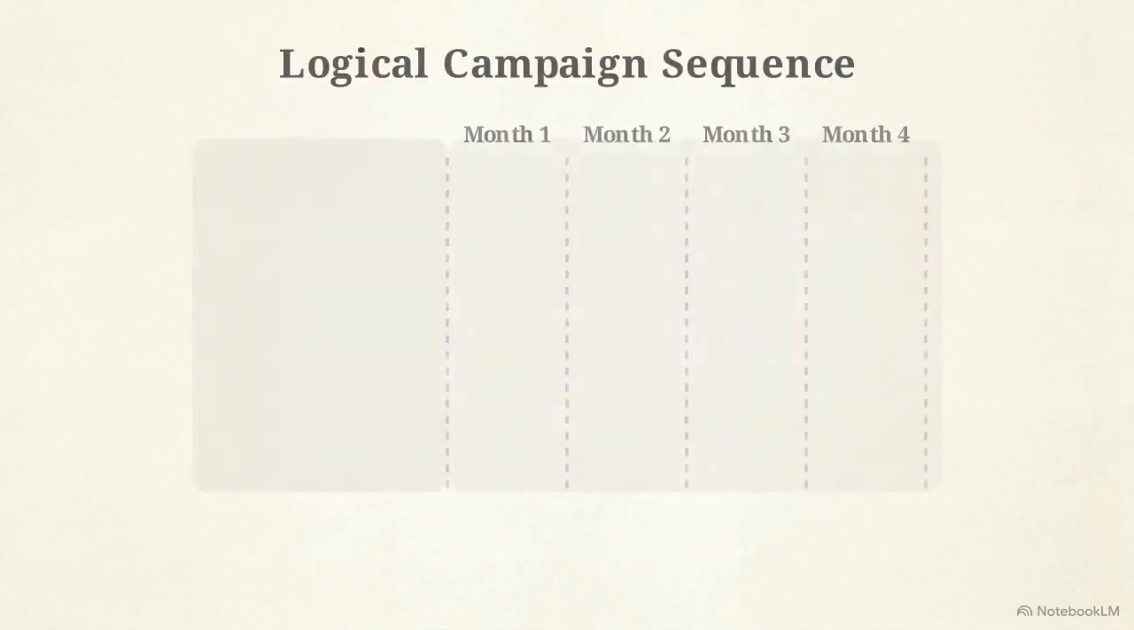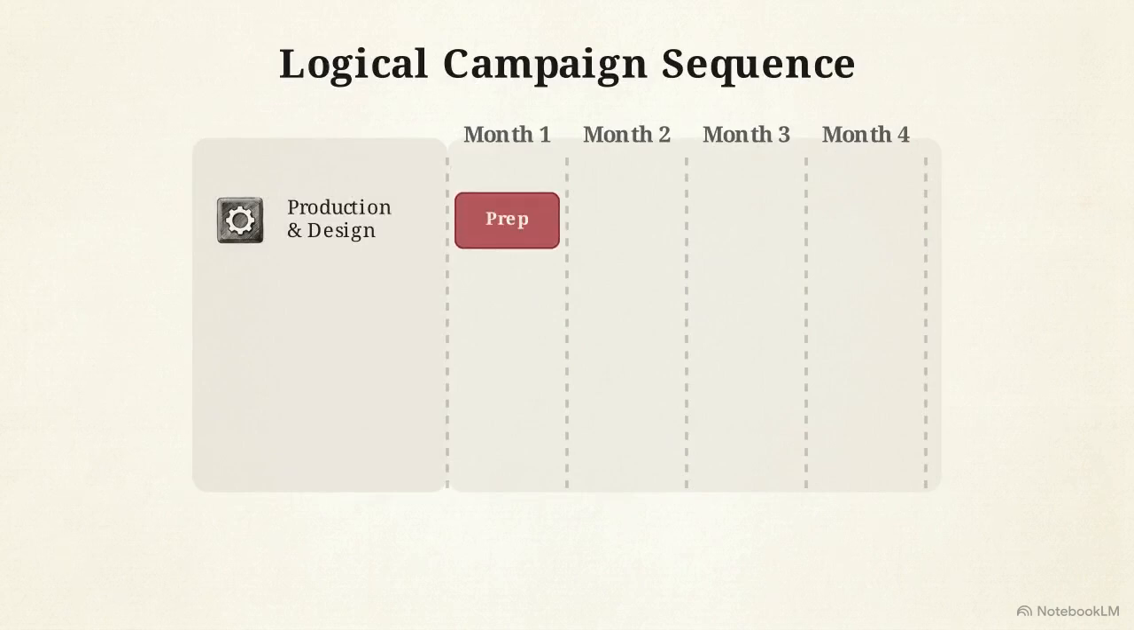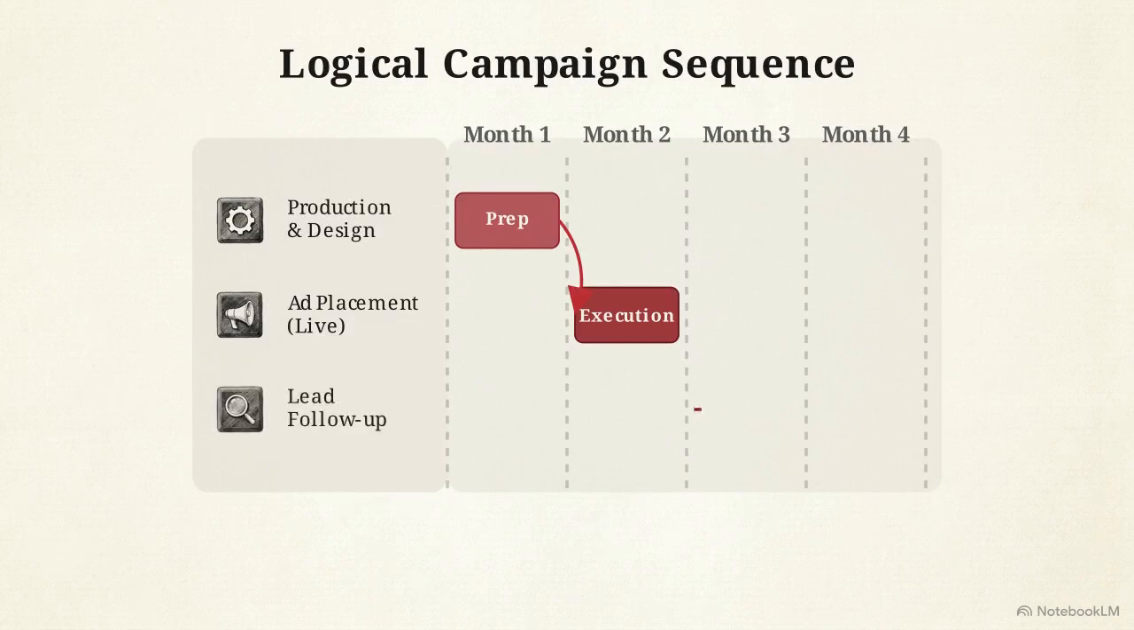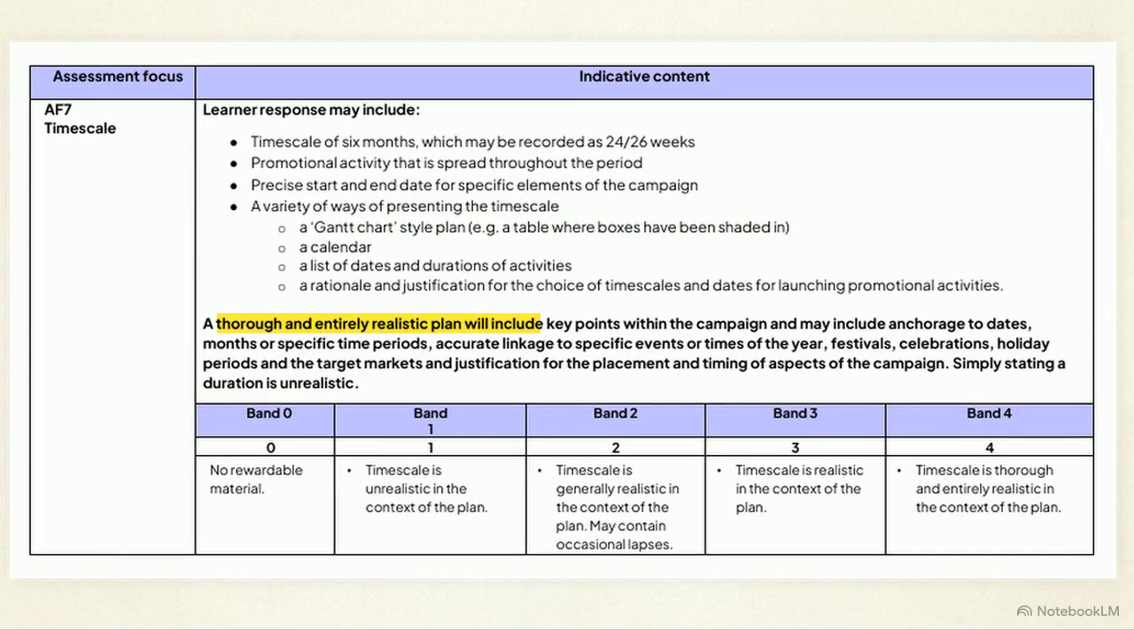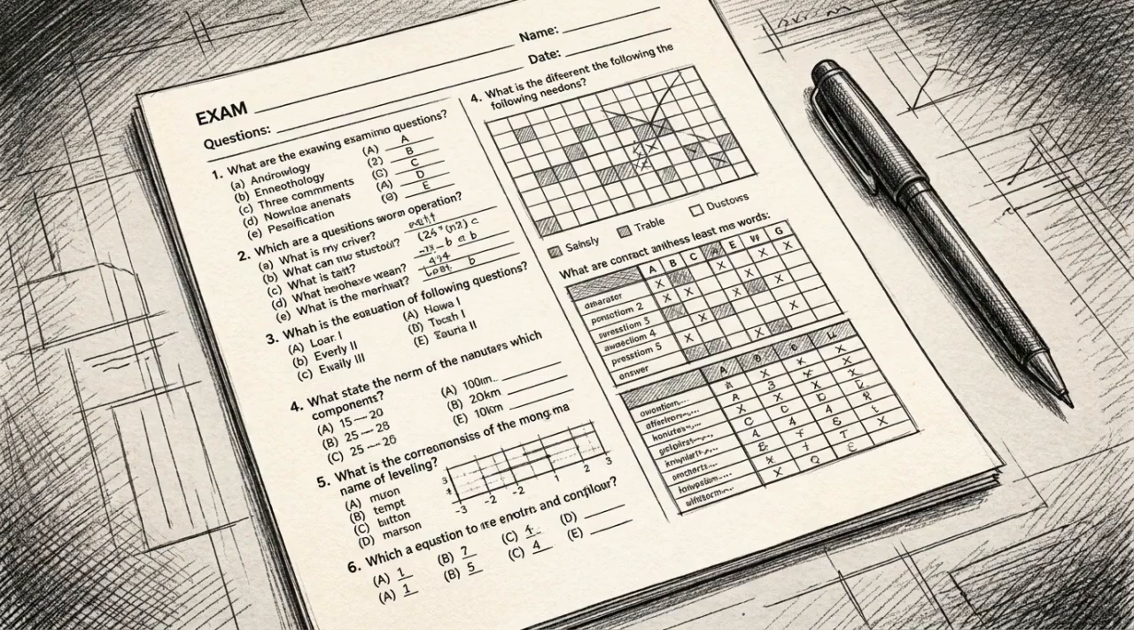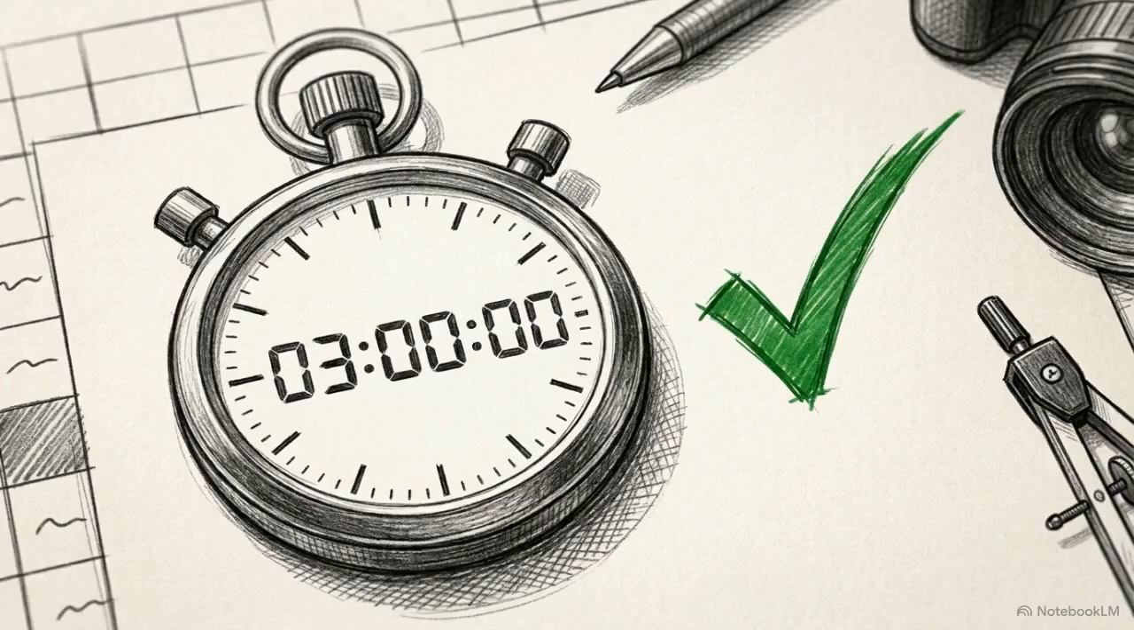You also must ensure the sequence of events is logical. Show your production and design phases happening before the ad placement, and schedule your lead follow-up activities after the campaign goes live. This table from the grading scheme confirms that our quick method works. To hit Band 4, the examiner needs a thorough and entirely realistic plan, with accurate linkage to specific time periods. The shaded table delivers exactly that. Using a basic table format prevents you from overcomplicating the final step. You save those critical last minutes while satisfying the requirements for top marks.